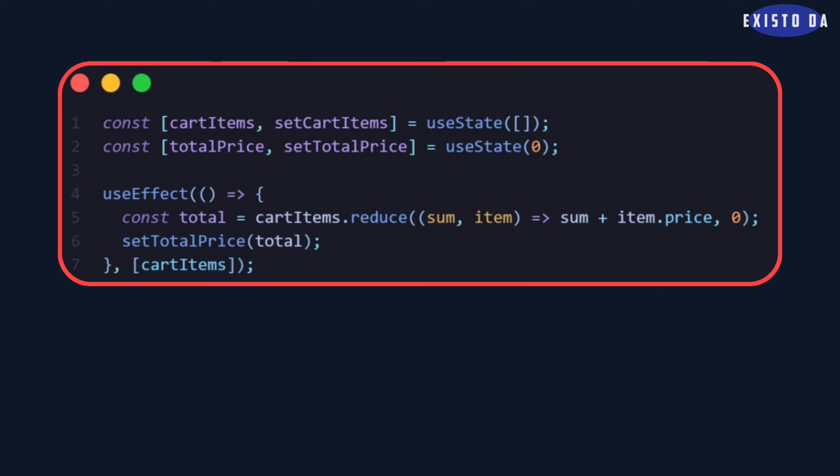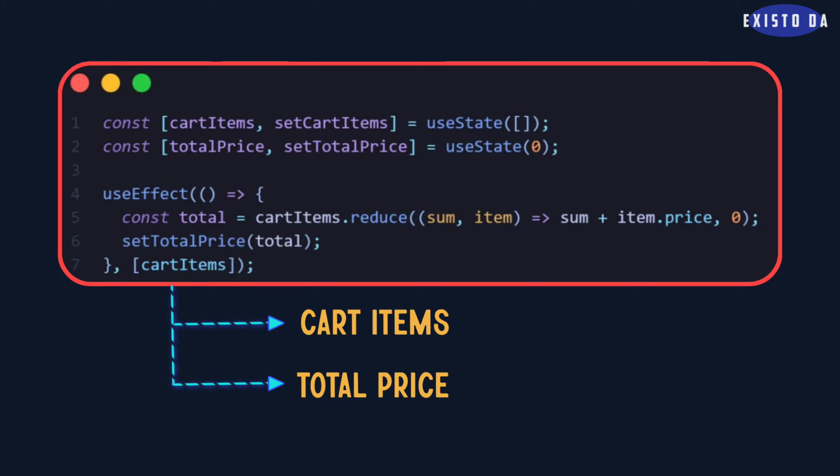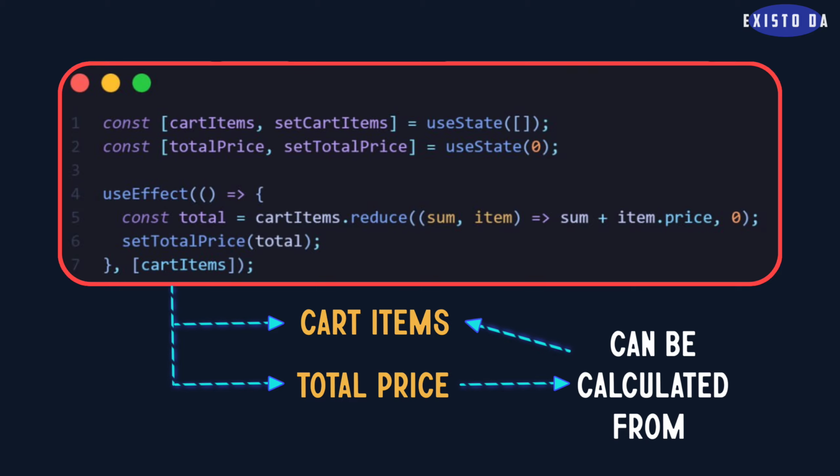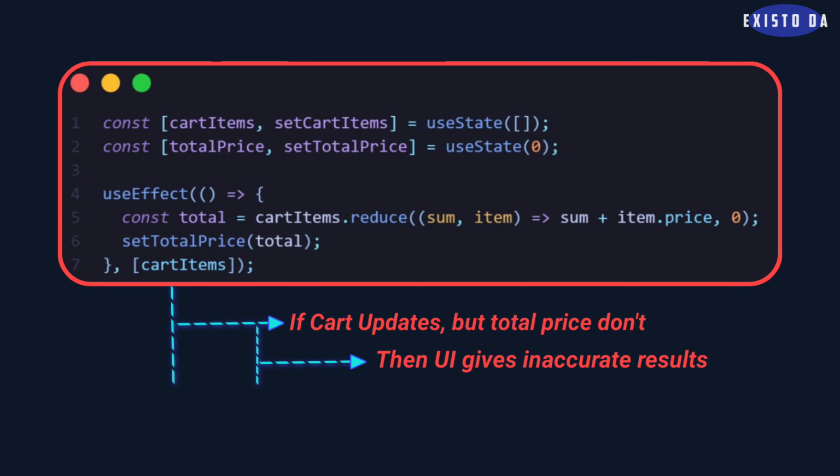This is junior level React. You are storing cart items and also storing total price. But total price is calculated from cart items. That means you now have two sources of truth. If one updates and the other doesn't, then there is a bug.